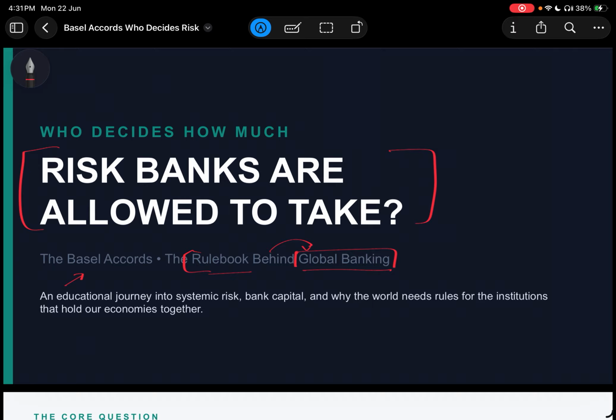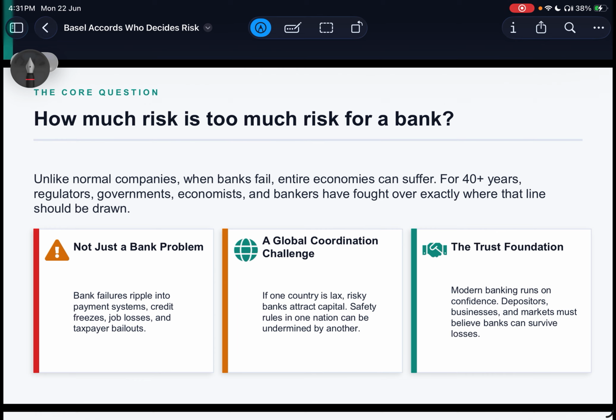But doesn't this sound a little bit different? We haven't heard about a rule book for investors or maybe companies. They are also investing their money, right? They are also taking on risk. But we have never come across any rule book for those investors and companies. So why the bank? The problem is that banks are quite different from normal companies.